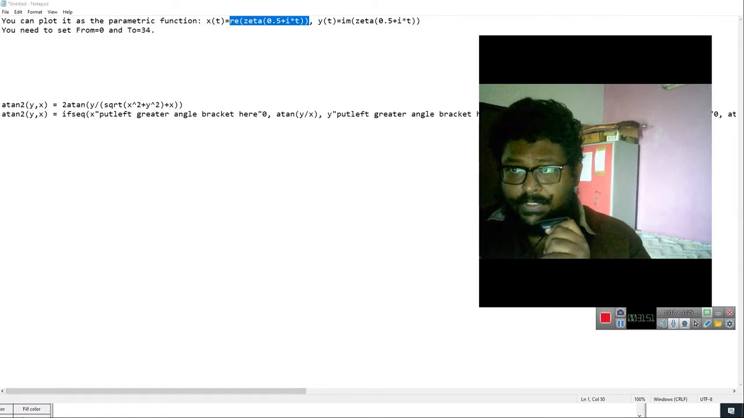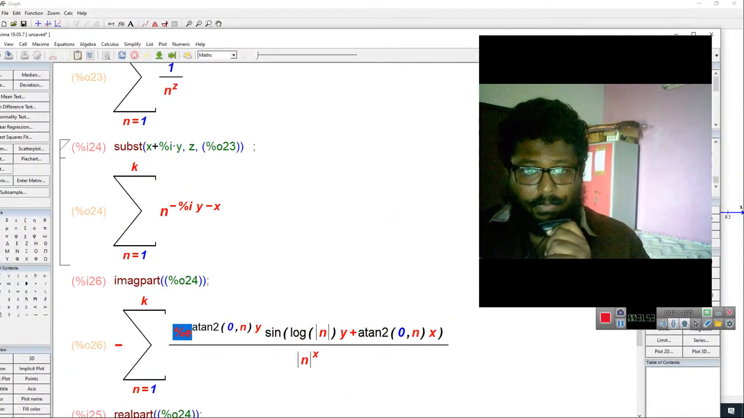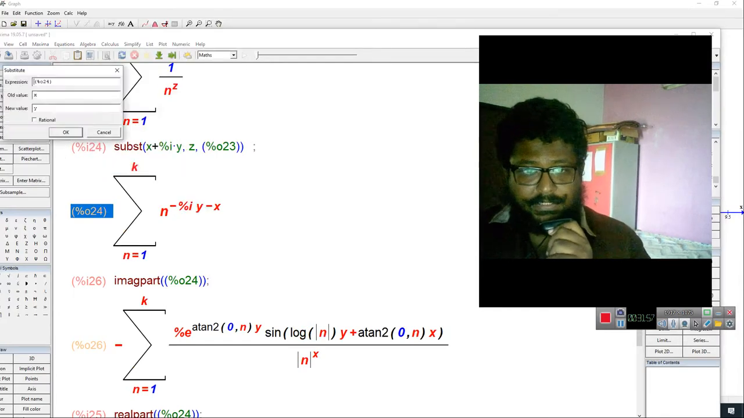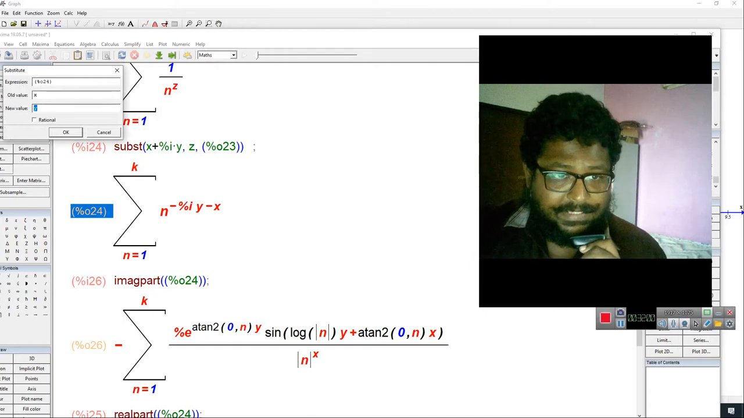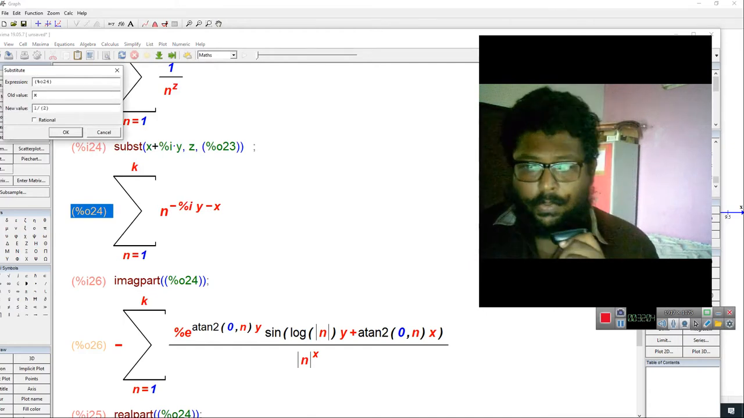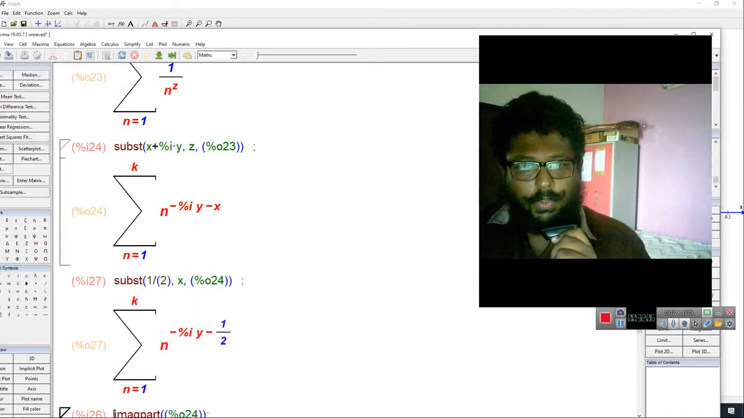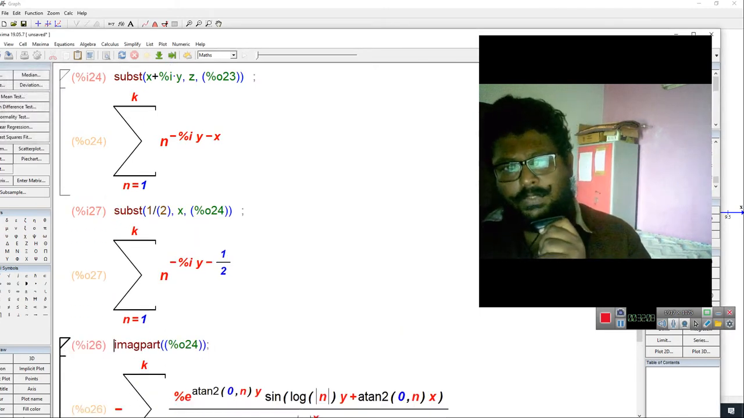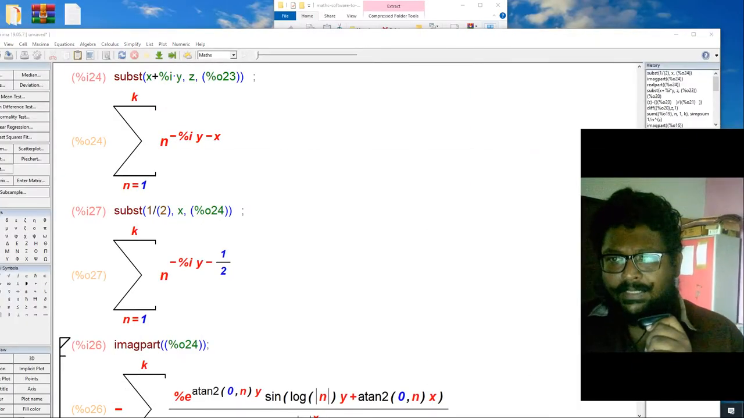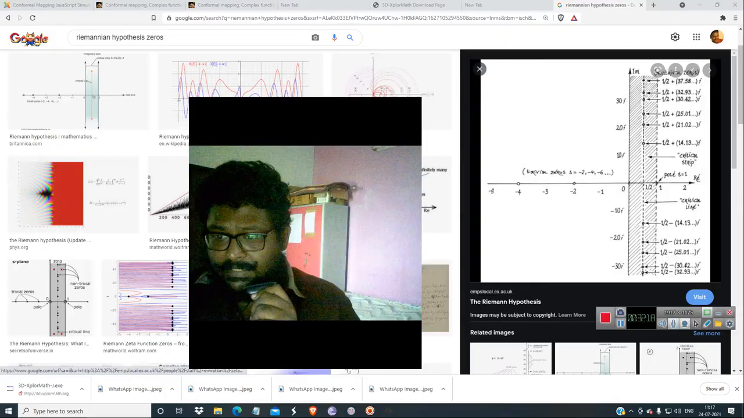So again, when you go over here, what I'm going to do is, for x, I'm going to substitute 1 divided by 2. Okay, then what is this 1 divided by 2? Why am I telling you this 1 divided by 2, and what does this have to do with the Riemann hypothesis?